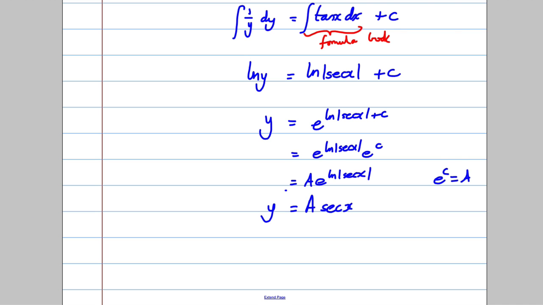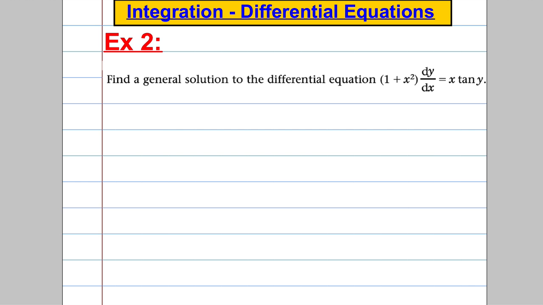Right, so that was the sort of easy introduction, as it were. Here's a couple of harder questions. Find the general solution to the following differential equation. I can put it in the form dy by dx is equal to x over 1 plus x squared tan y, like that.